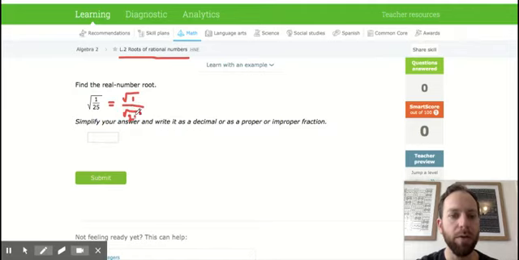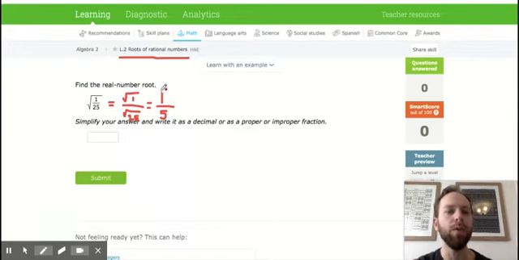Now, since both of these are perfect squares, what is the square root of 1? Well, 1 times 1 is 1. And what's the square root of 25? 5 times 5 is 25. So the square root of 1 over 25 is 1 over 5, or 1 divided by 5.